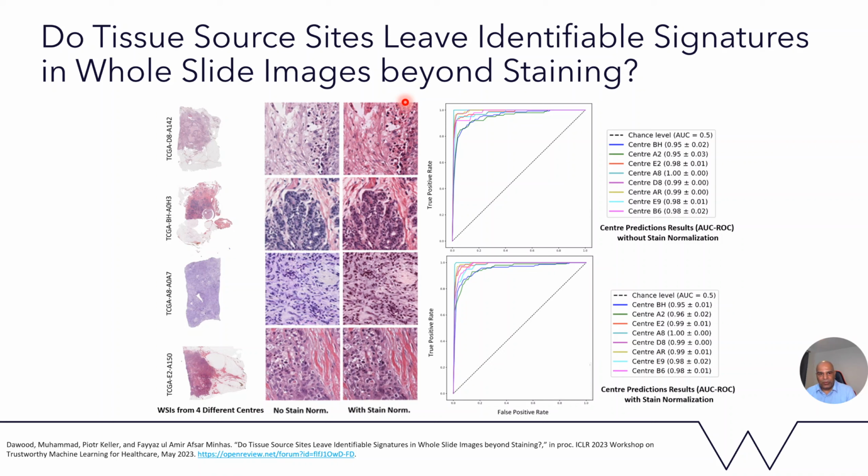But what we show in our paper, which is actually titled "Do Tissue Source Sites Leave Identifiable Signatures in Whole Slide Images Beyond Staining?", is that even after stain normalization, the information about the site is not entirely taken out, because we are able to design a machine learning model that can predict what source site or what hospital the image came from even after it has been stain normalized.